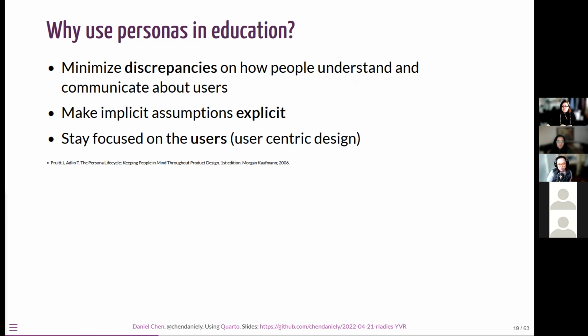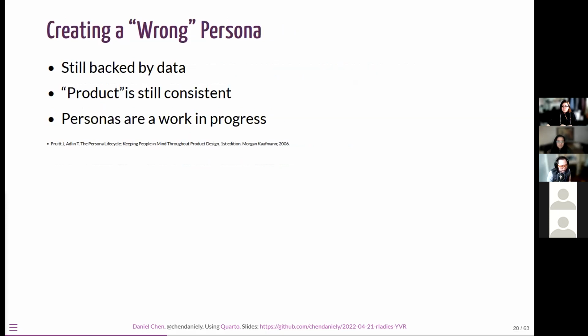And so when you're going through this process, there's always this potential that you're going to create a wrong persona, but it's fine. Your personas are always a work in progress. But at least when you go through this process of creating a persona, it's still backed by data. So it's still true in some sense. And even if you create the product around the wrong persona, at least the product itself, or in our case, our learning materials, is still consistent for one person that we thought was the right person.